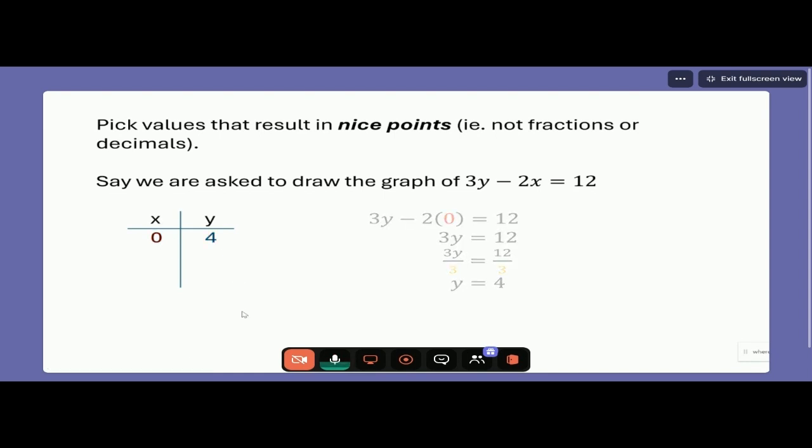Great. Let's get another one. We get one more, we can draw the line. Last time we did x equals 1, and that seemed to work great, so why don't we try that?